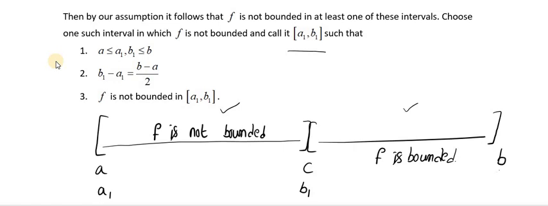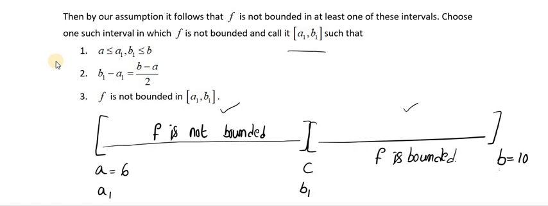If one is true, another one is false. Second point is the difference of b1 minus a1 is equal to (b minus a) by 2. To explain this point, I want to take values for a and b. If a equal to 6, b equal to 10.